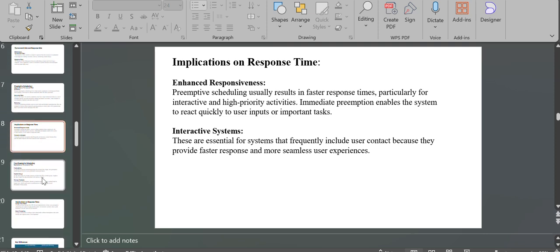Implications on response time in preemptive scheduling. Enhanced responsiveness: preemptive scheduling usually results in faster response time, particularly for interactive and high priority activities. Immediate preemption enables the system to react quickly to user input or important tasks. Interactive systems: these are essential for systems that frequently include user contact because they provide faster response and a more seamless user experience.